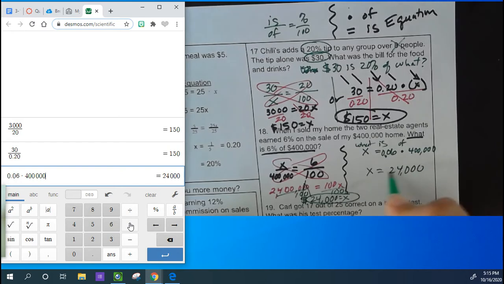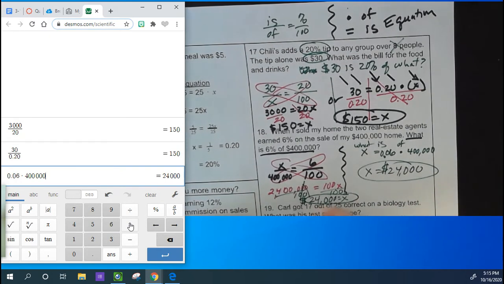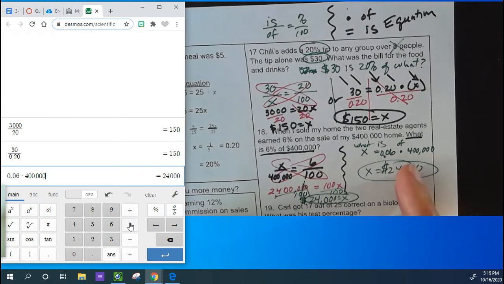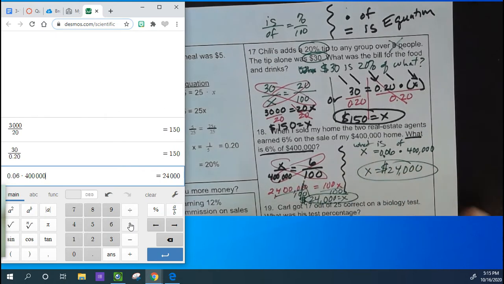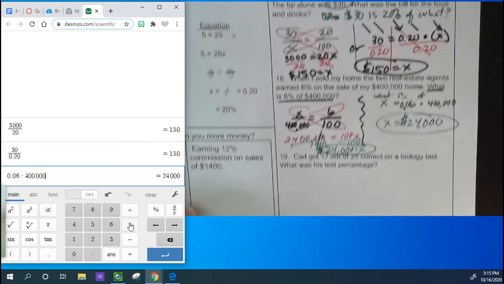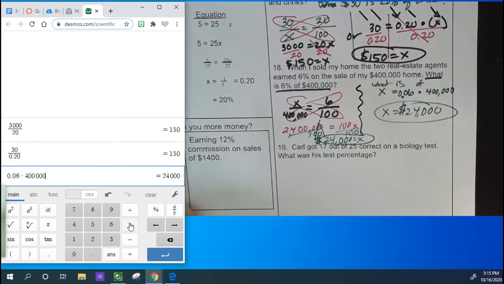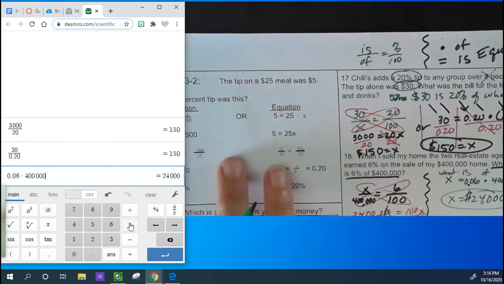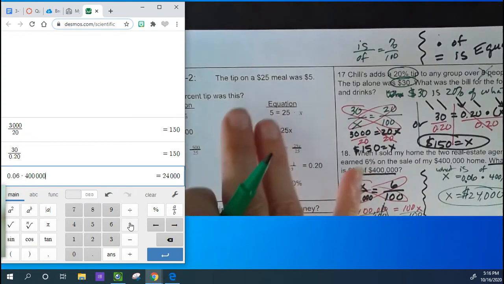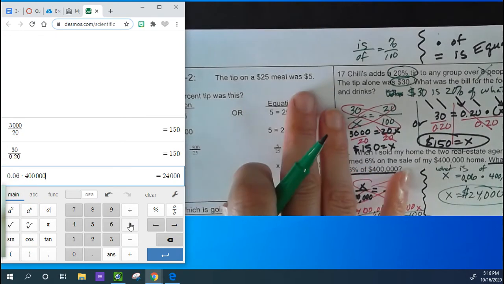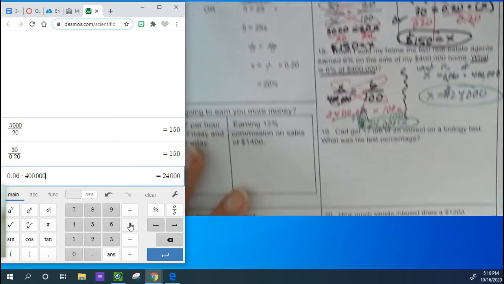Remember, this method's faster. Again, you're not copying it down both ways. You're copying down whichever method is better for you. This one right here, I'm really only going to do one way. It's very similar to this example up here. The tip on a $25 meal was $5. It's just part over whole.